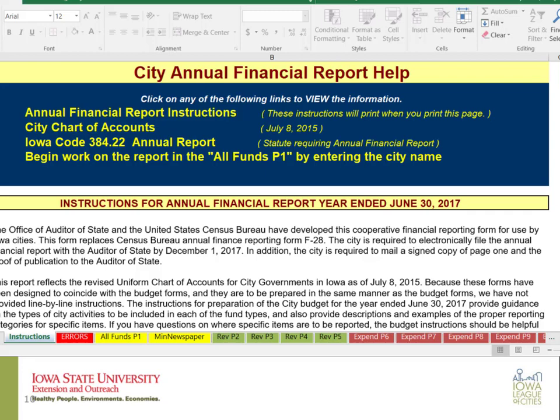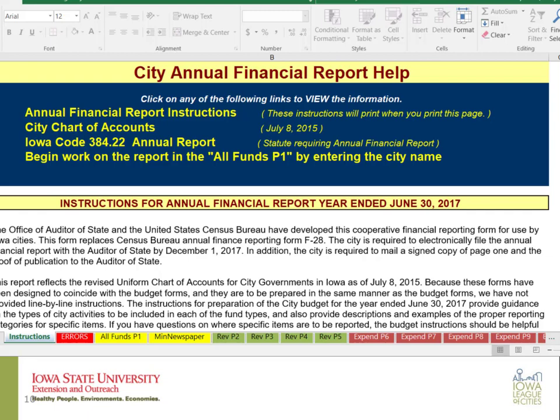So let's get started on completing your FY17 Annual Financial Report. When you first open your workbook, you're going to see many tabs across the bottom of your screen. The first tab that it opens to are the instructions. We will go over those instructions and add some practical information during this video.